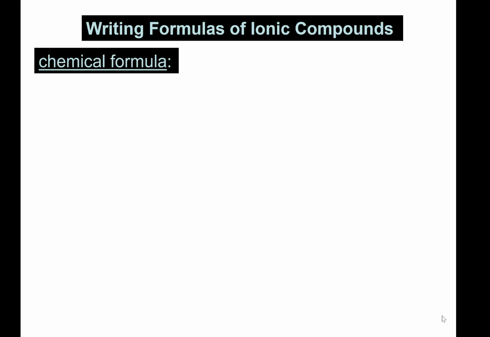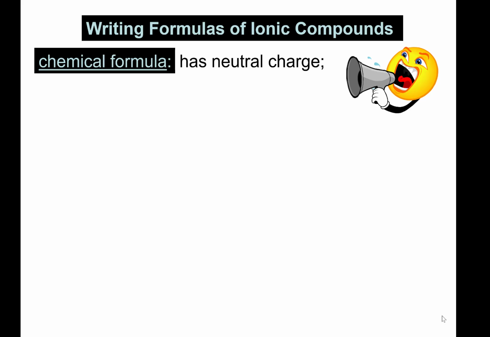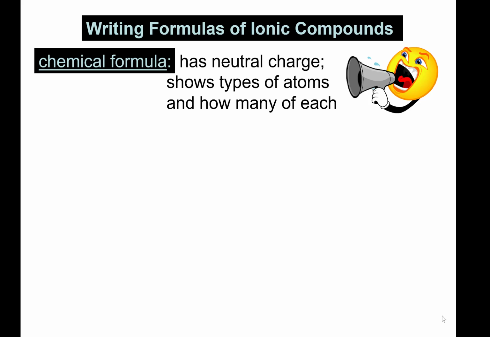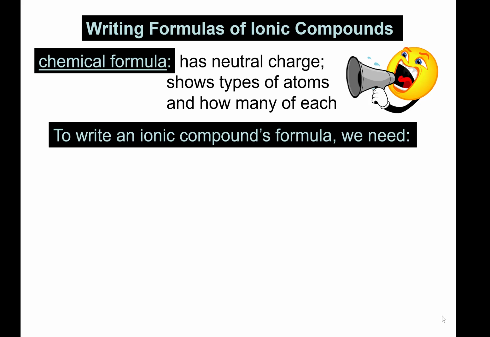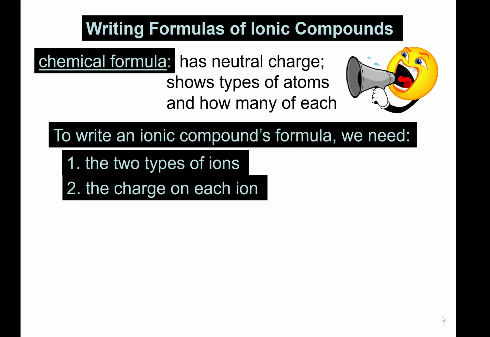We're going to learn first how to write formulas of ionic compounds. Keep in mind that a chemical formula will always have a neutral charge, so we don't see pluses or minuses for our superscripts. There are no superscripts in our formulas. They also show the types of atoms and how many there are of each type of atom. So to write an ionic compound's formula, we need to know the two types of ions that are involved and the charge on each of those ions. So let's look at some.